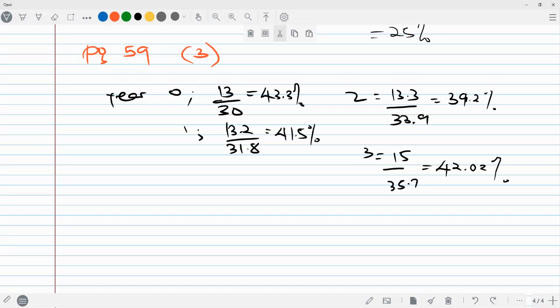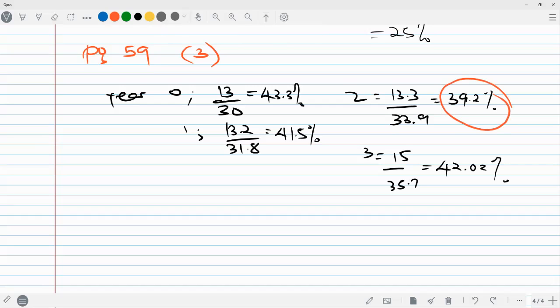So the payout is greater than 40% in every year, however, it is not greater than 40% in year 2, because that's 39.2%. That's why that statement is therefore not correct. That is part A.